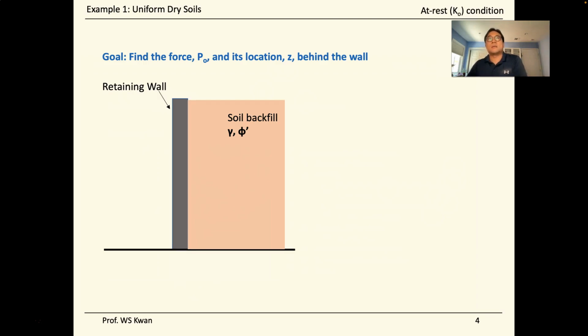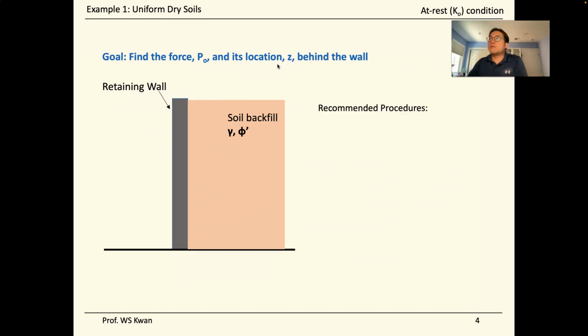So let's start here. I have a recommended procedure for us to solve for not only the force behind the wall, but also the location. Where is this force acting when we do our static problems?